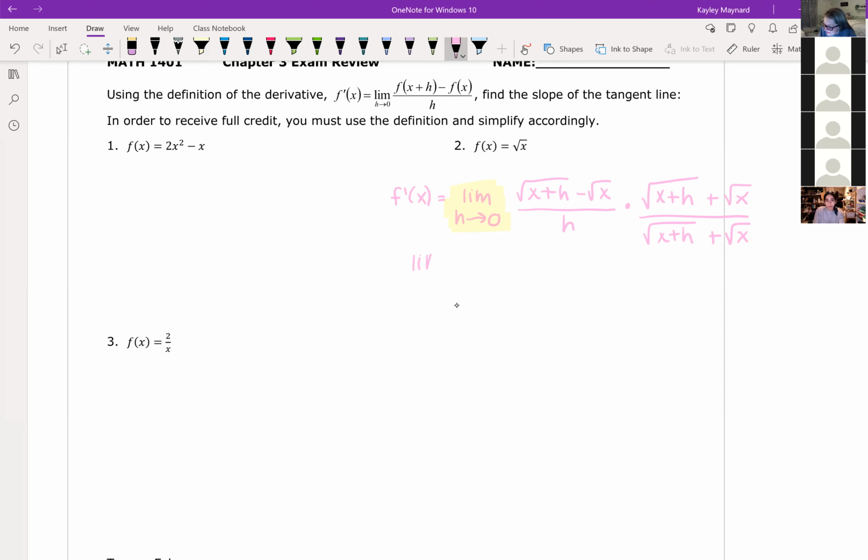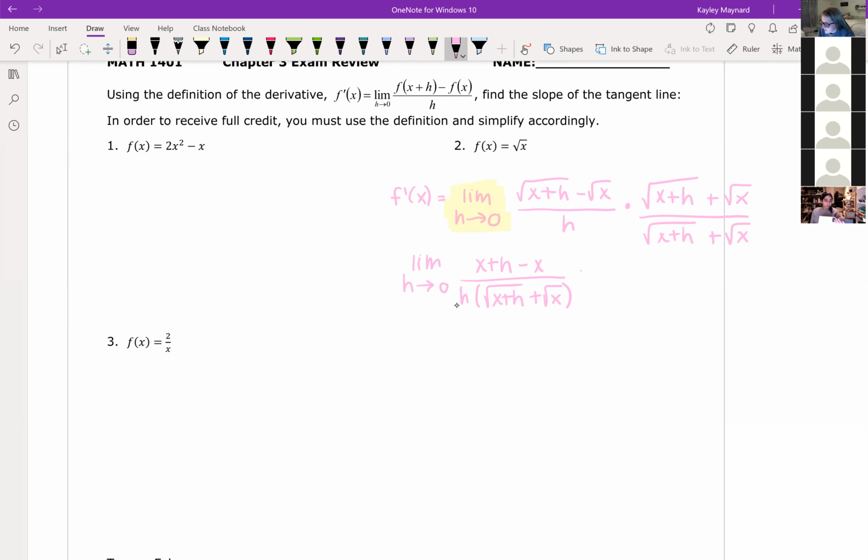So this is still the limit as h approaches 0, except now I'm going to simplify a bit and multiply my numerators here, and this just becomes x plus h minus x over h times the square root of x plus h plus the square root of x.